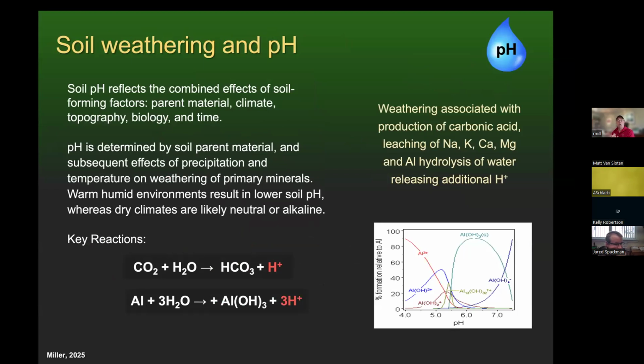So where does acidity come from? Why are soils acidic? Soil pH reflects the soil forming factors, be it the parent material, the climate, the topography, the biology, or the time. Any of those factors that affect soil chemistry are probably directly related to what happens to pH.